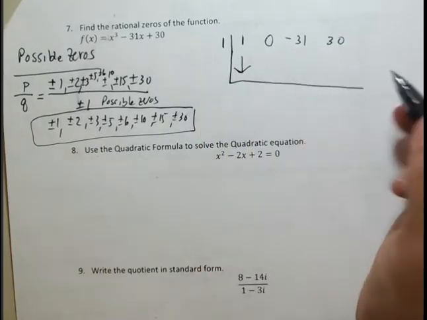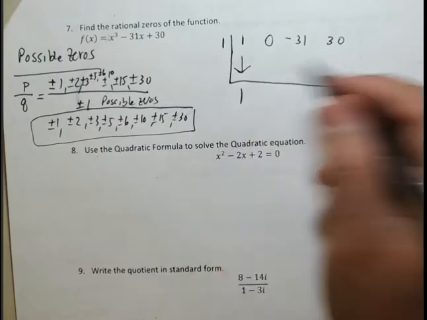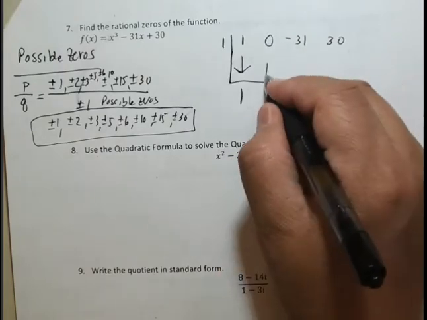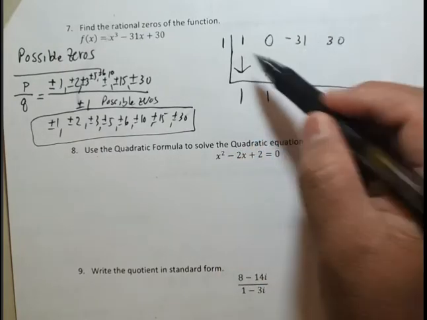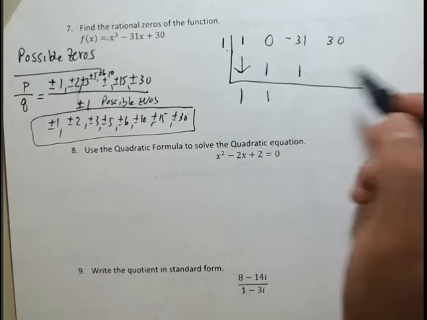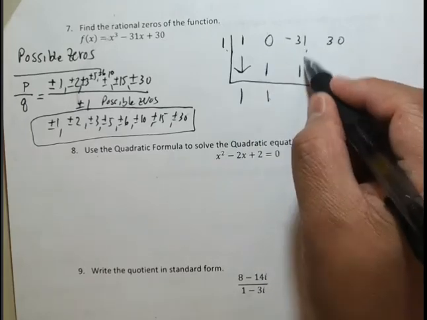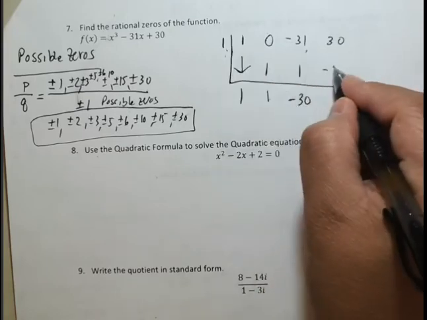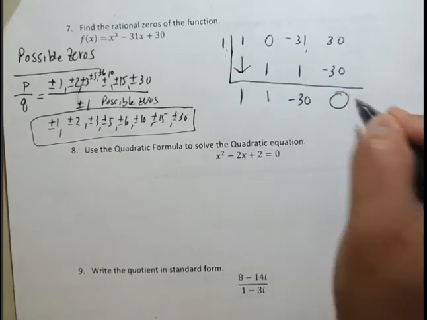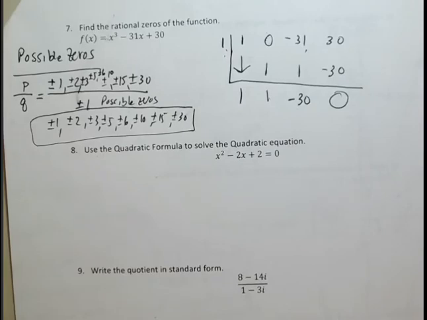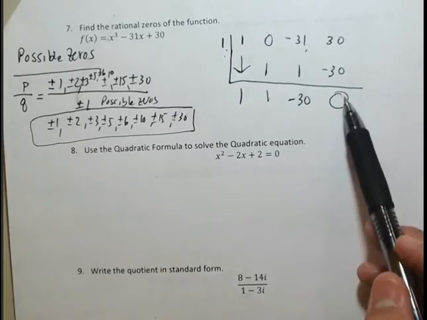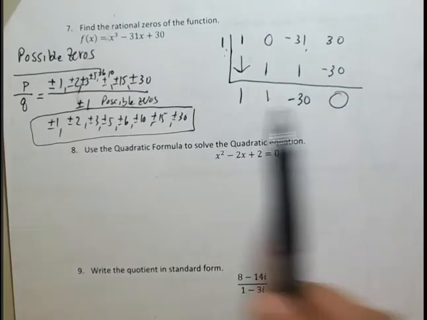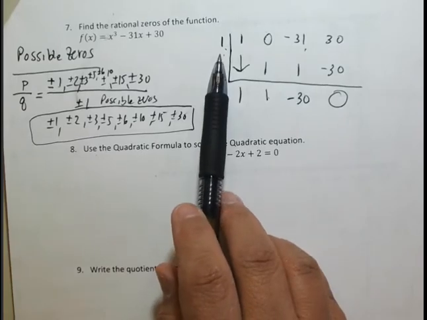Bring down the 1, so 1 times 1 is 1. 1 plus 0 is 1. 1 times 1 is 1. Negative 31 plus 1 is negative 30. Times 1 is negative 30. Plus 30 is a 0. Since you got 0, that's a good thing, because that tells you that x equals 1 is a 0.